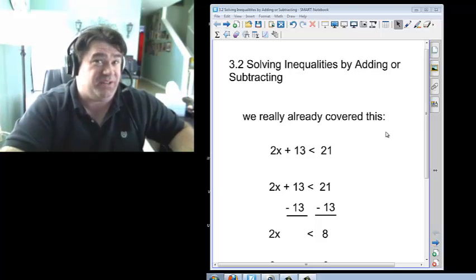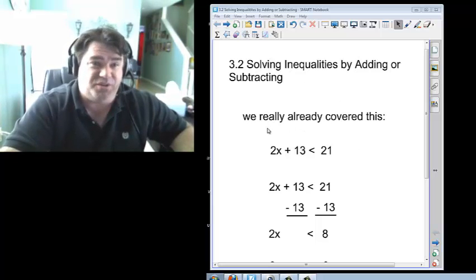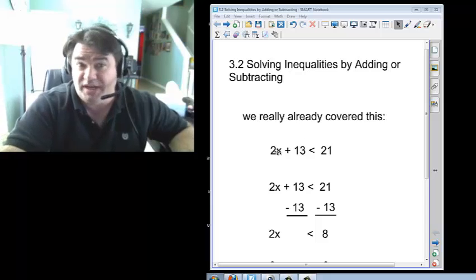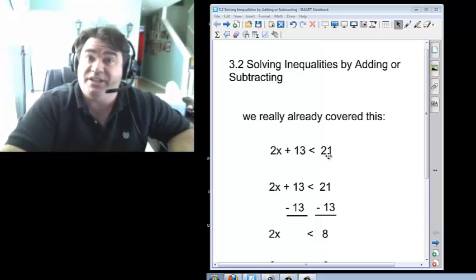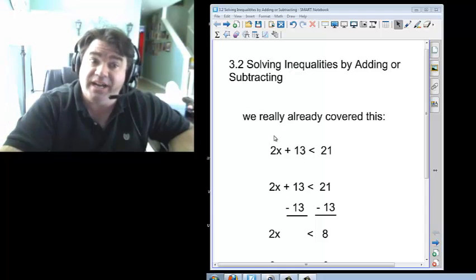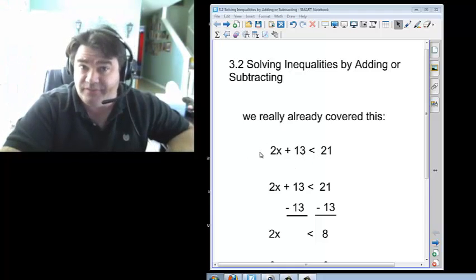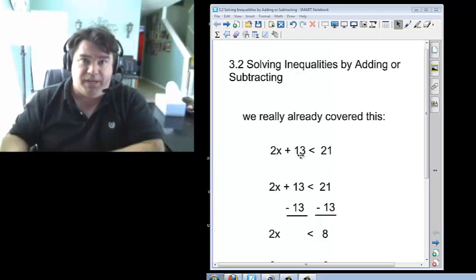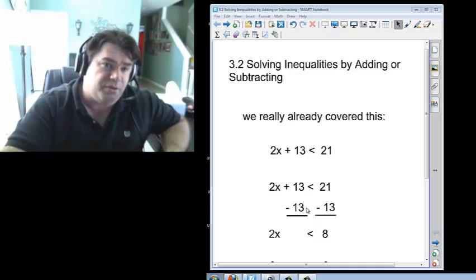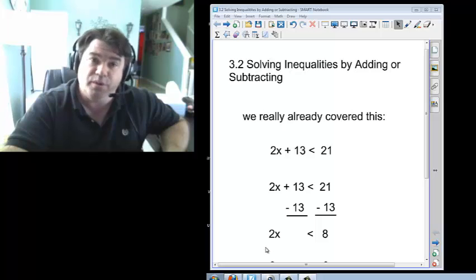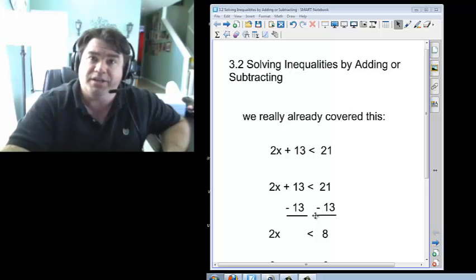For right now, let's get back to the lesson. What we have here, we've already covered this part: if you have 2x plus 13 is less than 21, the first thing we want to do is get rid of the plus 13 because the idea is to get 2x by itself. So instead of plus 13, we're going to minus 13, on one side and on the other. This cancels out, leaving just 2x, and over here you have less than 8. Why 8? Because you have 21 minus 13.